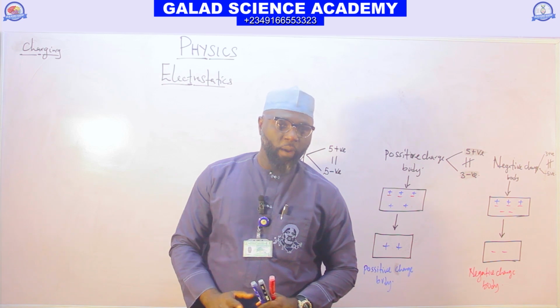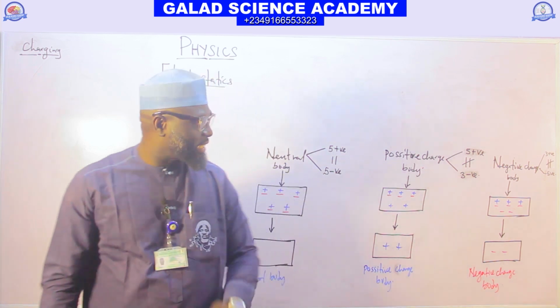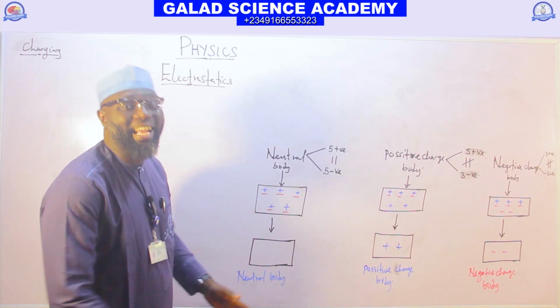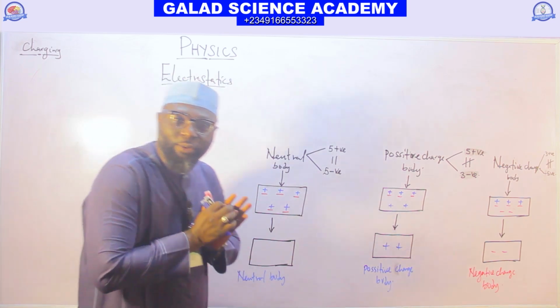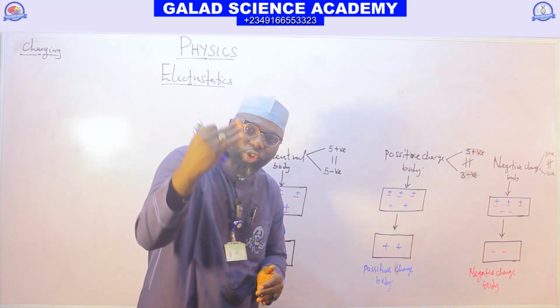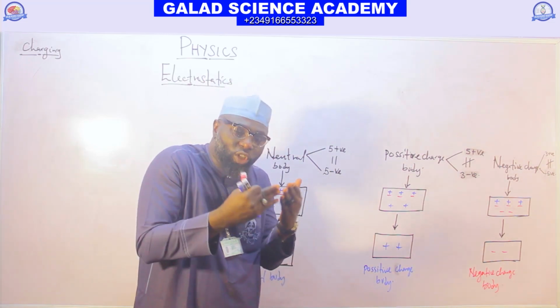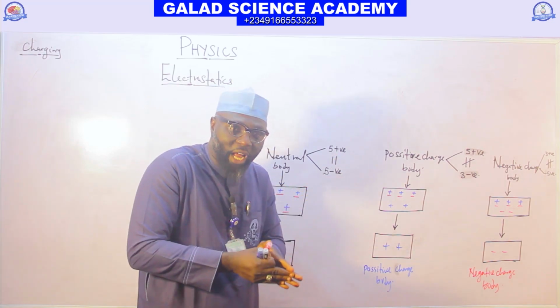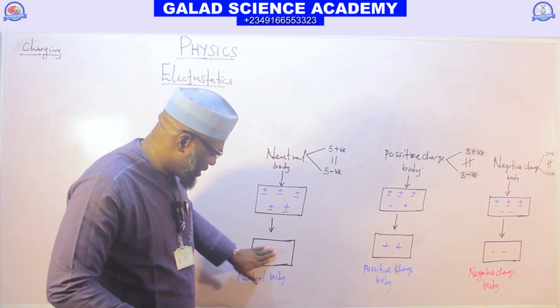Please, what determines this? A neutral body has charge, but the magnitude of positive charge is equal to the magnitude of negative charge. They cancel out each other. That's why it behaves like this.